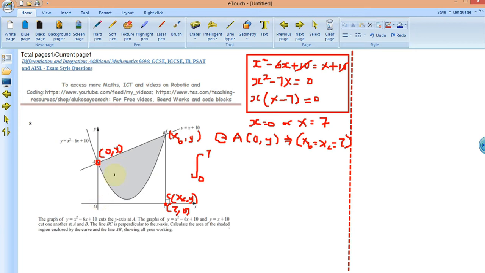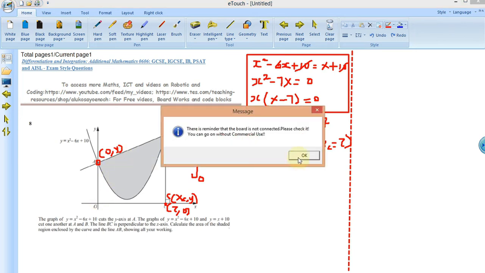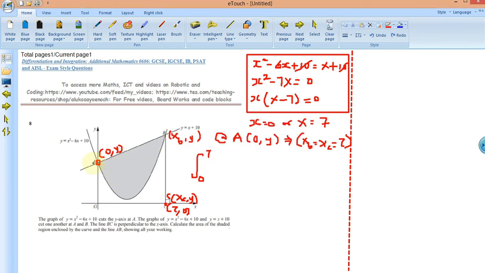Now if you look at the area of the enclosed region, to complete this one, you see that the line is above the curve, so that will be the equation of the line minus the equation of the curve. If it were a curve like this and a line, and the curve is above the line, then you do equation of curve minus line. But for this one, you do equation of line minus curve.